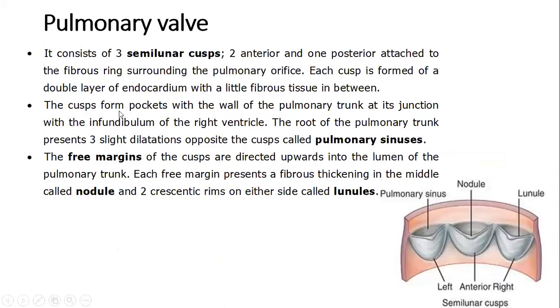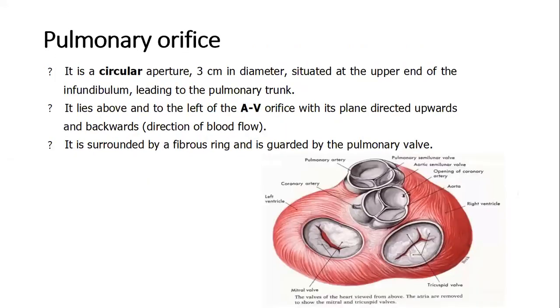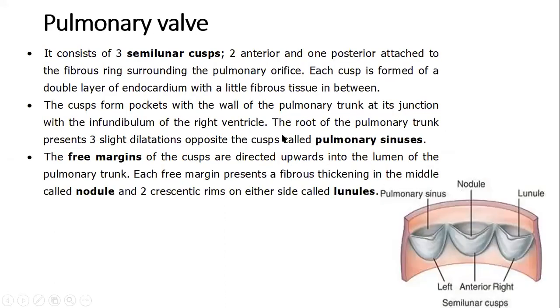These are 3 similar cusps, 2 anterior and 1 posterior, attached to the fibrous ring surrounding the pulmonary orifice, as you can see here. Each cusp is formed of a double layer of endothelium, just like that of the tricuspid valve, with fibrous tissue in between. The structure is similar, but there are no chordae tendineae and no papillary muscles.